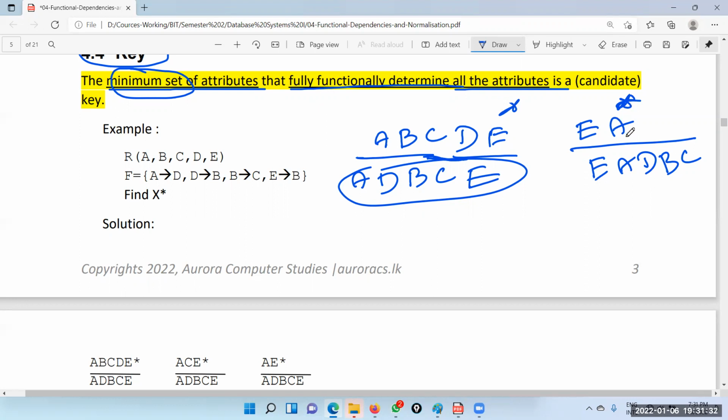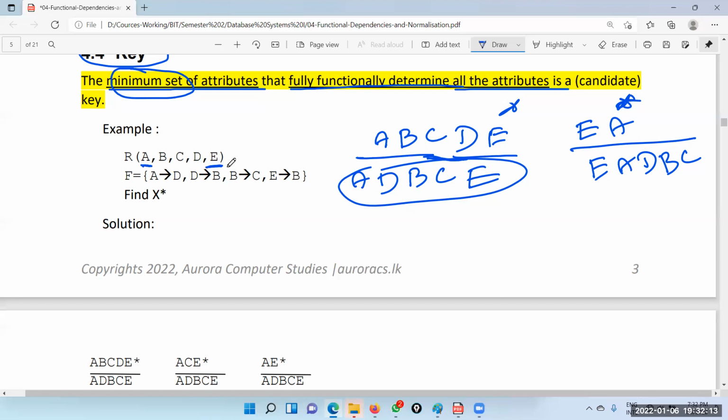And can you find anything smaller than this? Anything smaller than this is either E alone or A alone. Of course, E alone does not work because E alone will determine only E. A alone will not work because A alone will determine A, B, C, D only. So there is no smaller value. This is the minimal that fully functionally determines all the attributes. So we can say that we have to select E and A, or A and E, as the primary key. Now we found the primary key. So the primary key must be A and E.